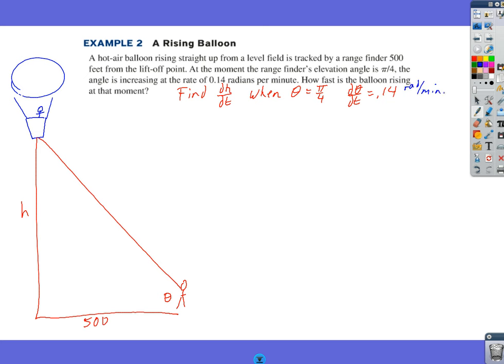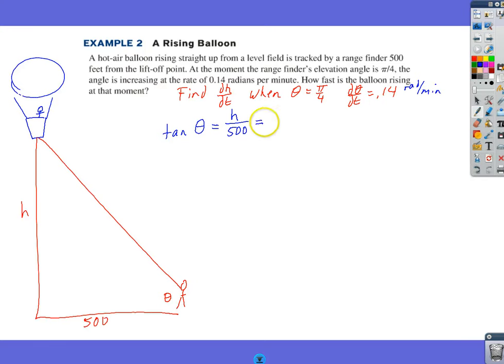So how can I possibly relate an angle with a side that's opposite and a side that's adjacent? We have to go back to our trig stuff. We have to remember that tangent of theta is equal to the opposite over the adjacent. So that's going to be h, the opposite, over 500. Well, there's my relationship. So let's go ahead and start taking the derivative of it.